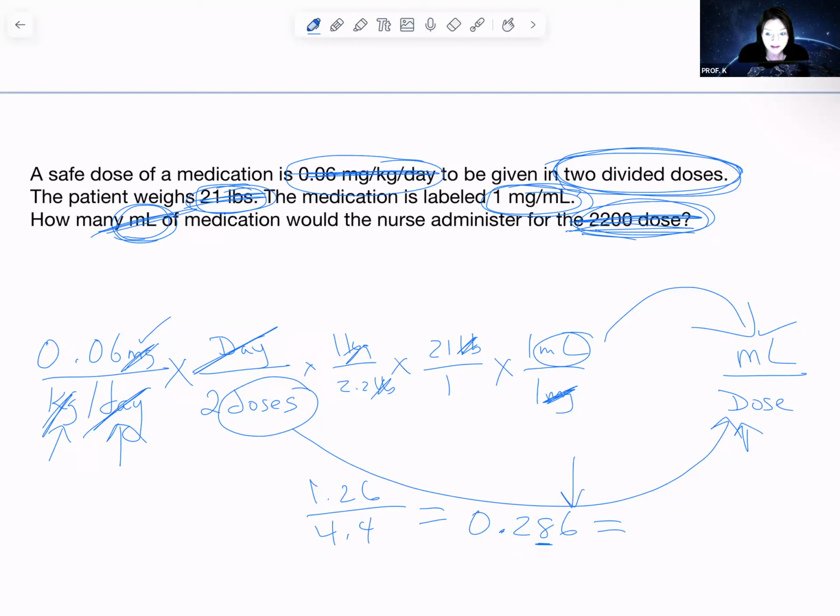So the answer is, for the 10 p.m. dose, I'm going to draw up into a syringe 0.29 milliliters and give it to this 21-pound child. So you see how important it is. You have to be accurate and know how to solve for these problems.